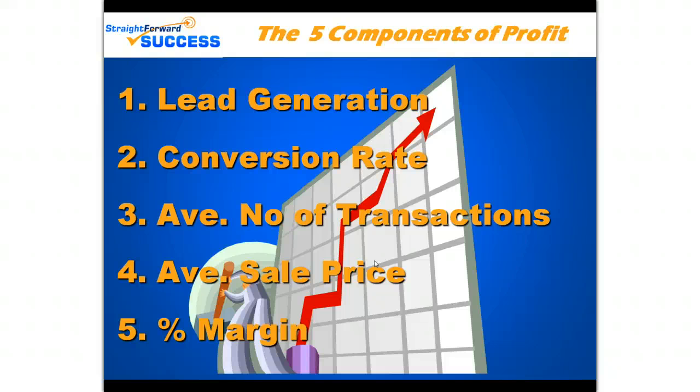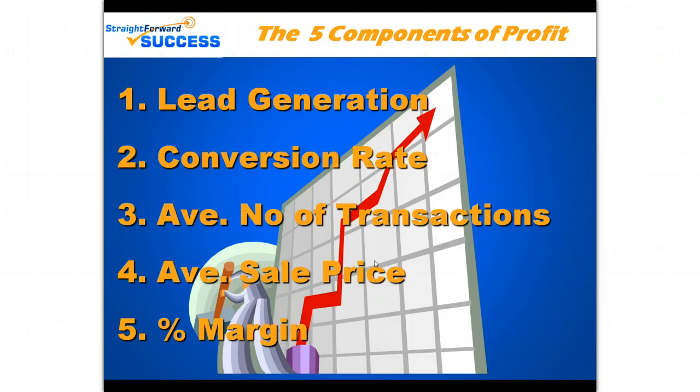First of all, the formula for profit is on the basis that there are 5 components of profit. They are lead generation, conversion rate, i.e. your sales skills, average number of transactions, also known as repeat business, the average sale price, and your percentage margin.